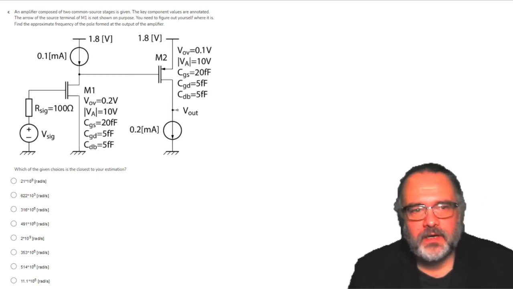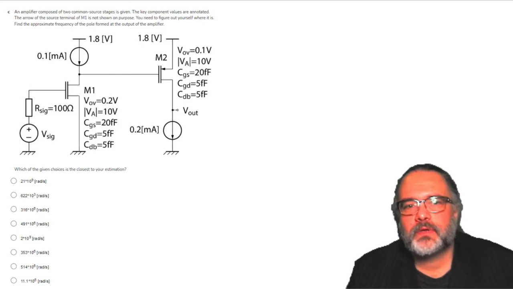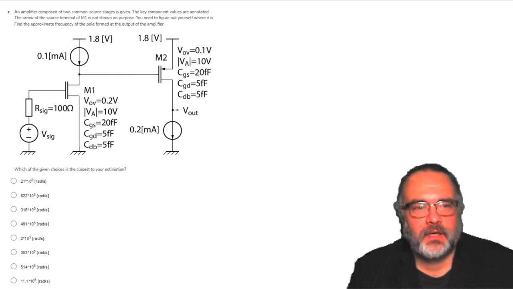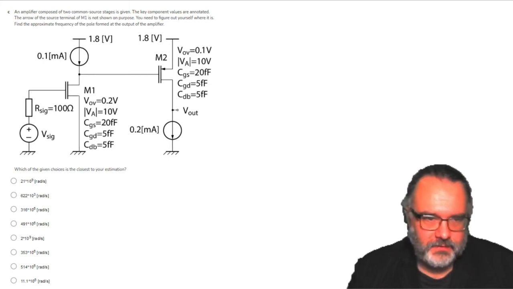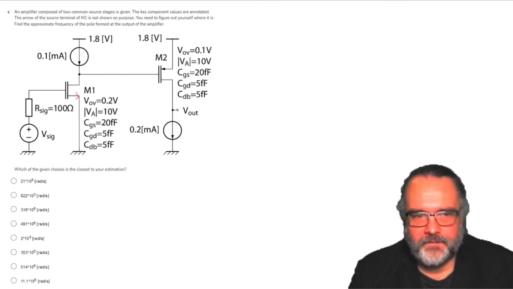An amplifier composed of two common source stages is given. The key component values are annotated. The arrow of the source terminal of transistor M1 is not shown on purpose. You need to figure out where it is. This is very easy, and in the previous videos I explained why. So the source is here. It's a common source stage, we take the output from the drain, hence this is the source.